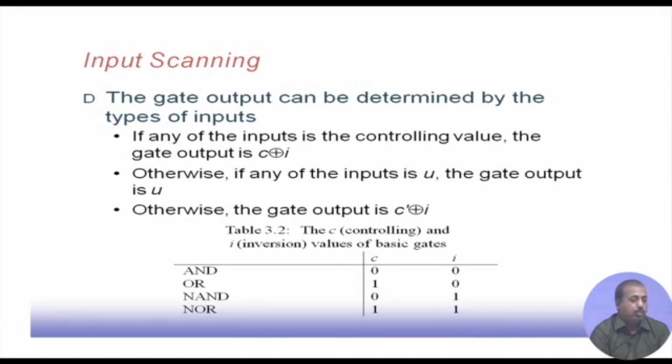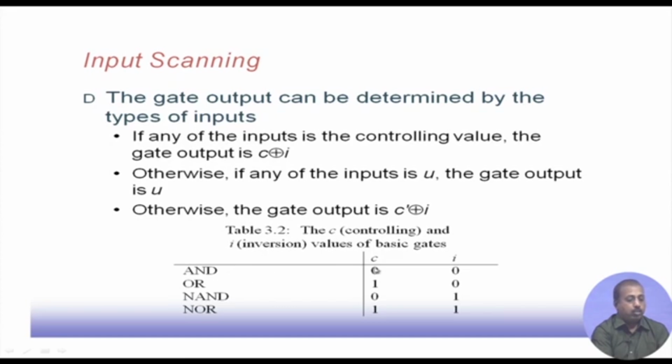Another way of looking into this logic evaluation is via the input scanning method. Gate output can be determined by the types of inputs. If any of the inputs is the controlling value, the gate output is C XOR I. If any of the inputs is U, then the gate output is U. Otherwise, the gate output is C bar XOR I. For different types of gate, the controlling input and the inversion values are like this.